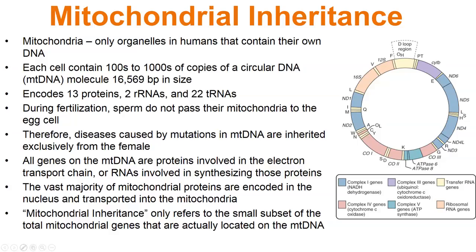Okay, so the final thing we're going to talk about is mitochondrial inheritance. Mitochondria are the only organelles in humans that contain their own DNA. In plants, you have chloroplasts that contain DNA as well. In each cell, you have hundreds to thousands of copies of this circular piece of mitochondrial DNA. Okay, mtDNA, by the way, is an abbreviation for mitochondrial DNA.